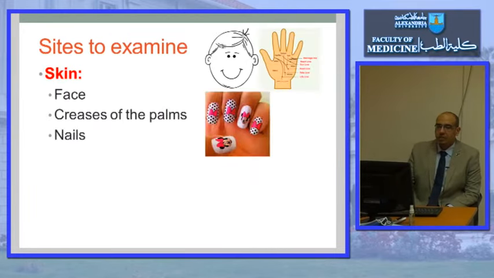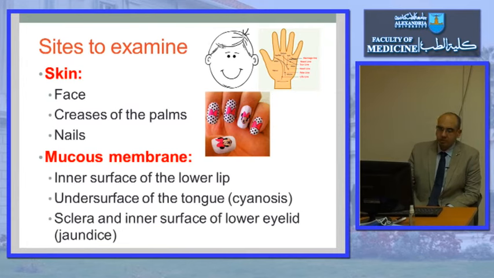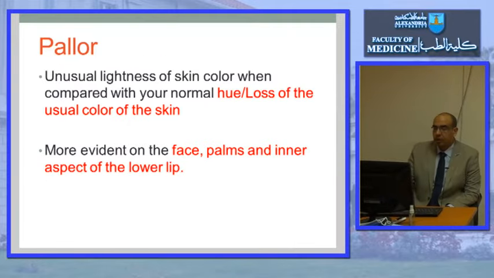We examine these vital colors in the skin, especially in the face, and bone and nails, and the mucous membrane in the inner surface of the lower lip and the undersurface of the tongue, especially in cyanosis, and also in the sclera and inner surface of the lower eyelid in jaundice.